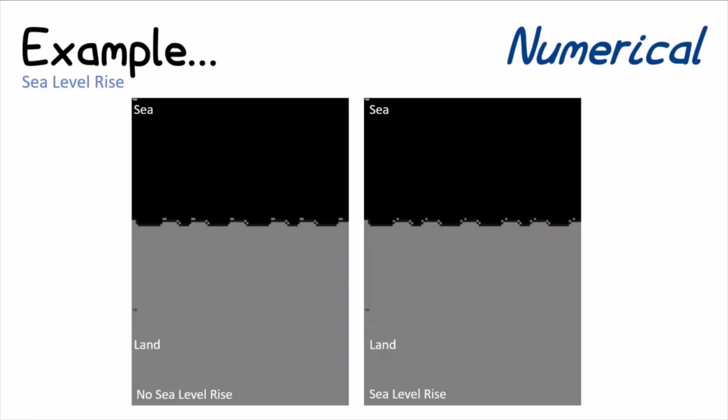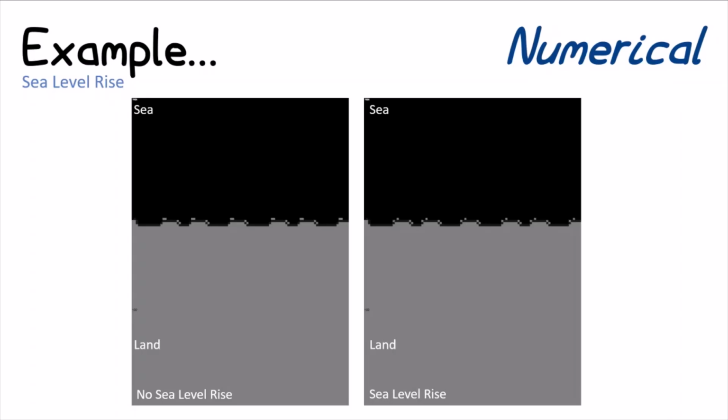Finally, numerical models. Here's some outputs of a model I built to look at the effect of sea level rise on coastal systems as part of my PhD. If you imagine we are looking from a bird's eye view, the black is the sea and the grey is the beach. We have these tiny undulations along the shoreline at the interface between the beach and the sea.